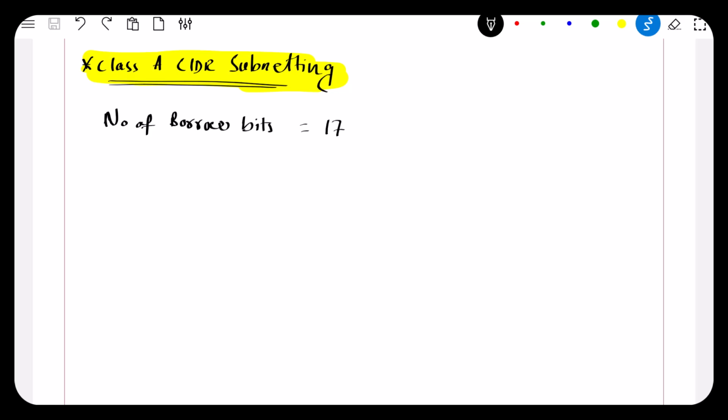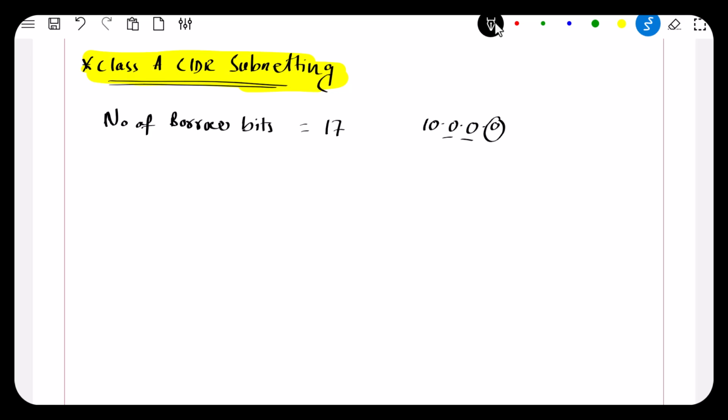Welcome back everyone. This will be our lecture number 5 about CIDR subnetting. In our previous lecture, we successfully subnetted the 10.0.0.0 address, okay? And we successfully borrowed bits from the second octet and third octet. Today we are going to borrow bits from the fourth octet.